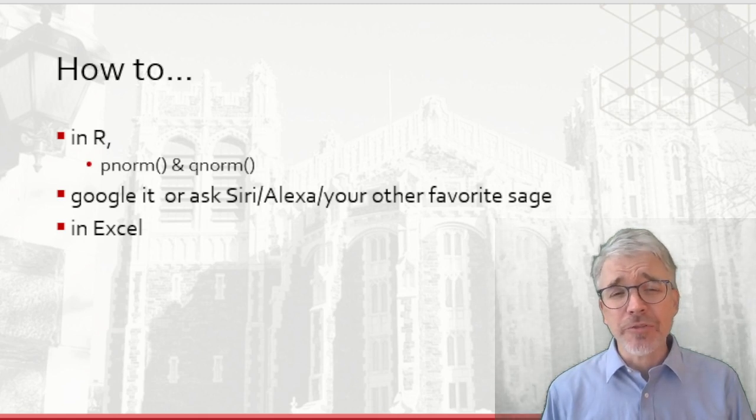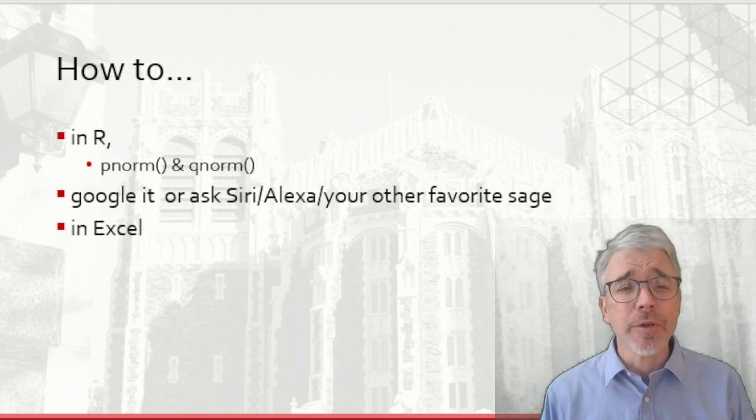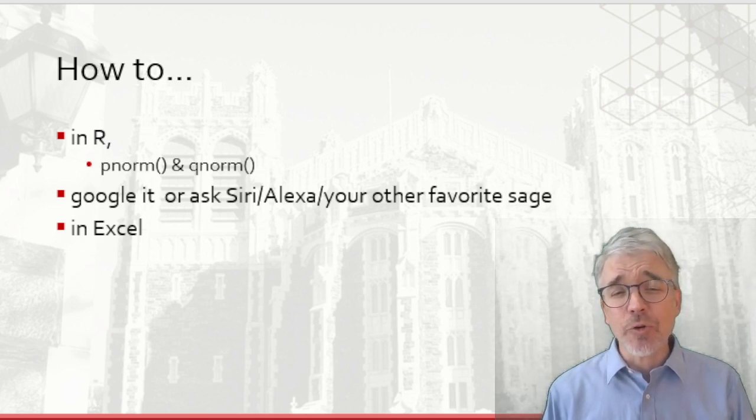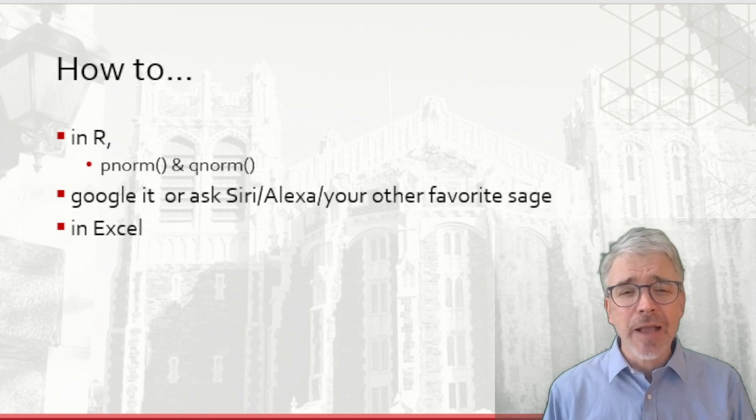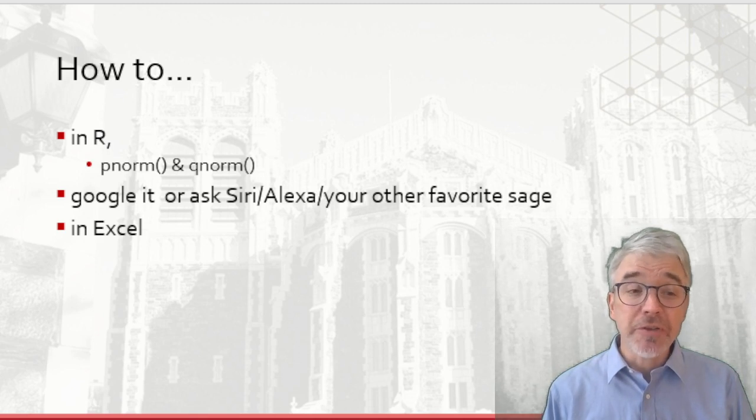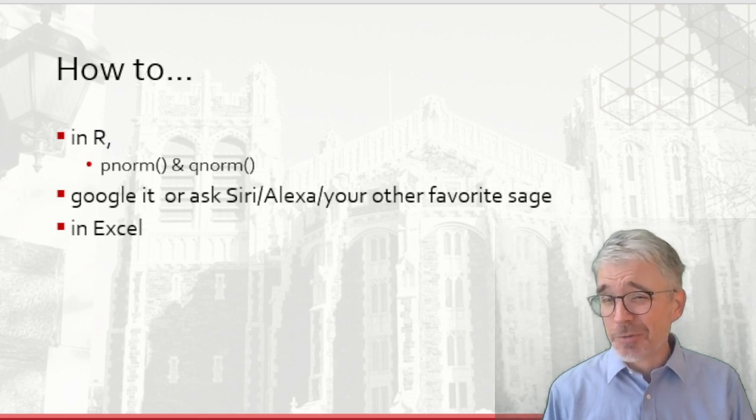Doing those calculations in R is done with either pnorm or qnorm. Look at the help function. For that, it's pretty straightforward. If you need to find areas under the normal, you can Google, you can ask Siri or Alexa or whatever your favorite sage. You can even do it in Excel. I'm not going to get into details for now, but the lecture notes have some good instructions on that. The normal distribution is really surprisingly common. That's why it's called normal, even though there are aspects to it that are genuinely kind of weird.